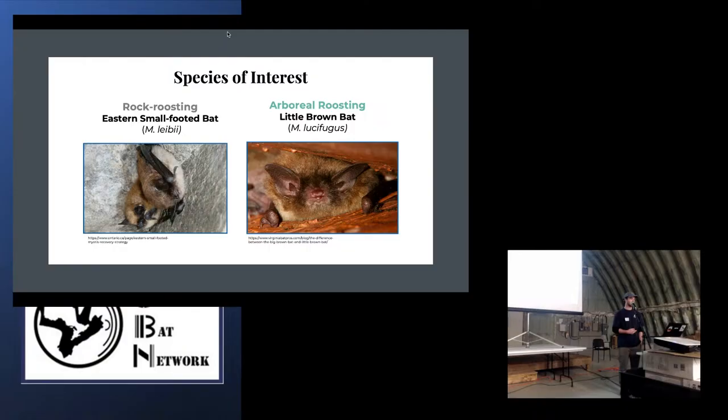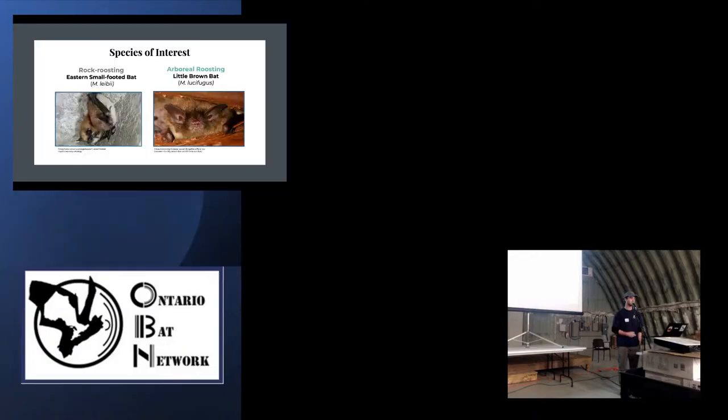I looked at two key questions in this research. One, do rock roosting bats exhibit bolder behaviors than arboreal roosting bats when in direct contact with a potential predator? And two, are rock roosting bats more adapted at avoiding terrestrial predator scent cues than arboreal roosting bats?